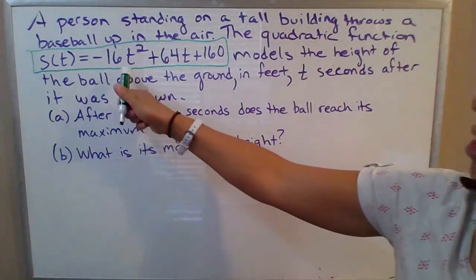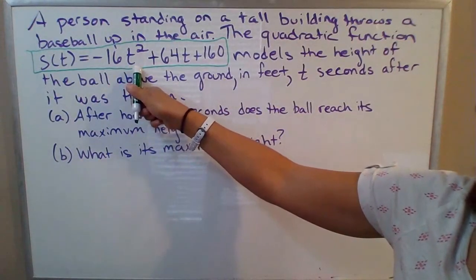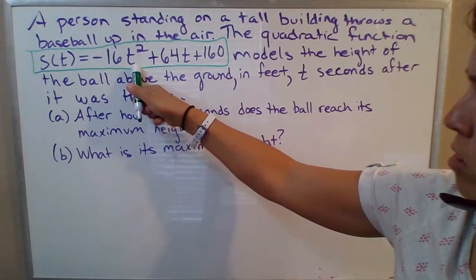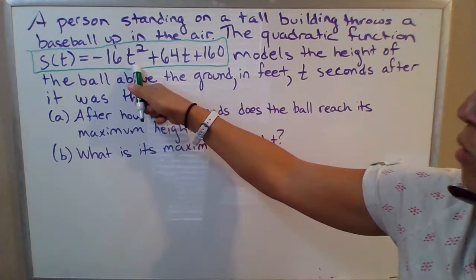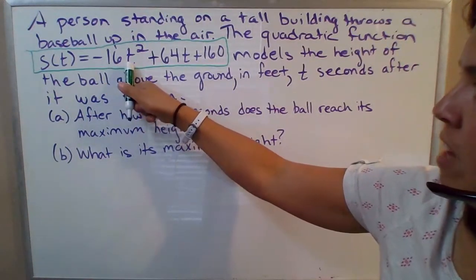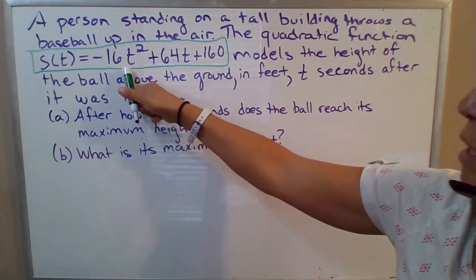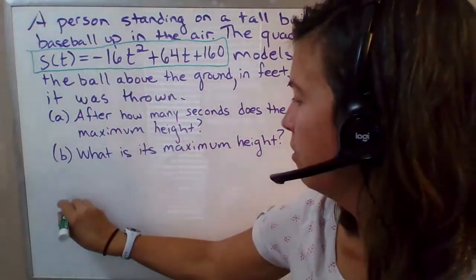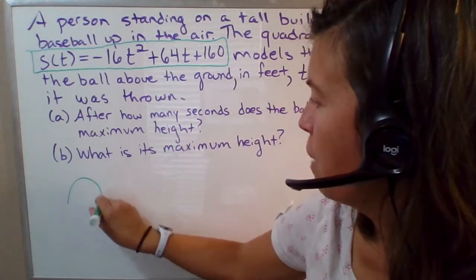Notice that this function is a quadratic function because it's degree 2 here. The highest power of t is t squared. And it has a negative coefficient in front of that t squared. So this is a parabola that opens downward. And that makes sense for the path of a ball.